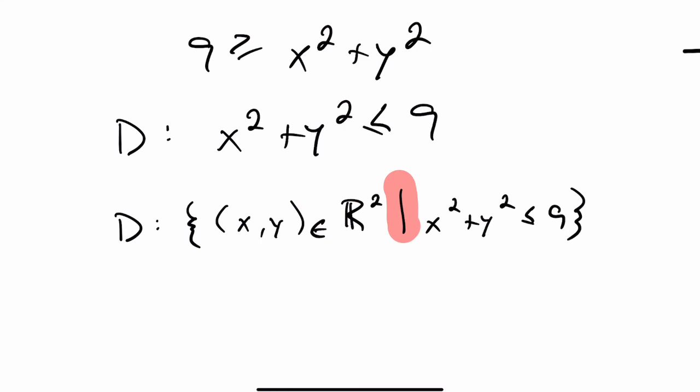This bar means such that. And then we just have how we define the domain, x squared plus y squared is less than or equal to 9. So altogether, we would read this as x and y are in R squared, such that x squared plus y squared is less than or equal to 9.